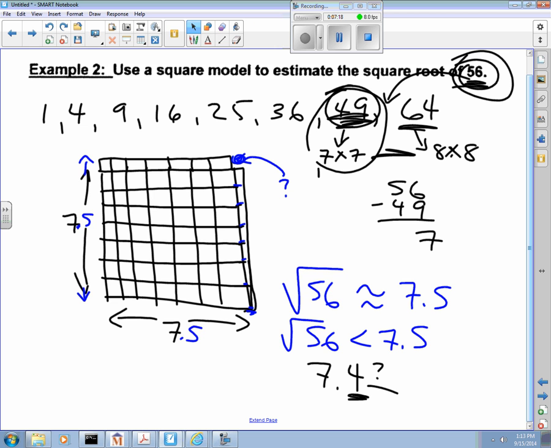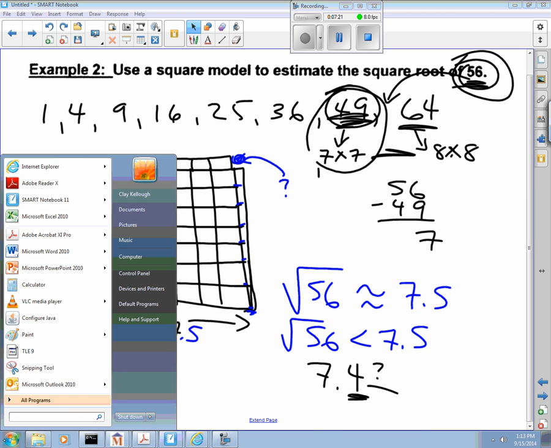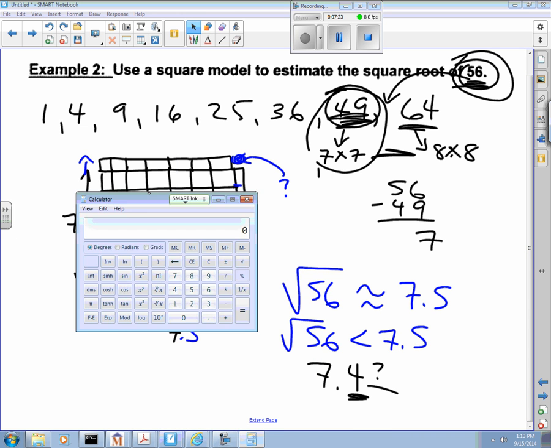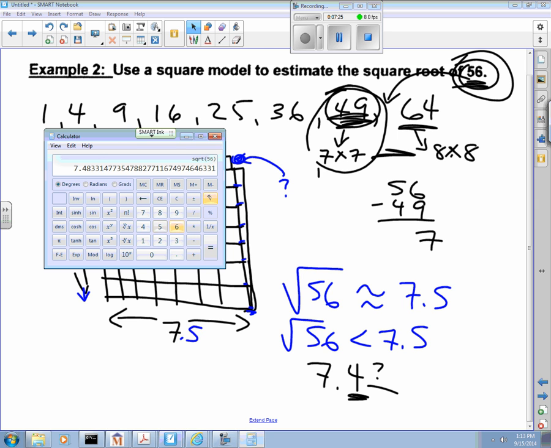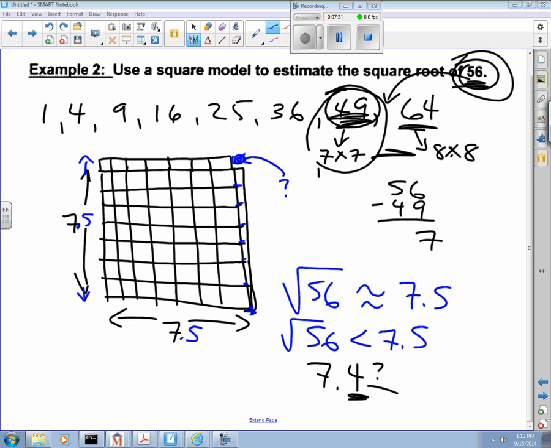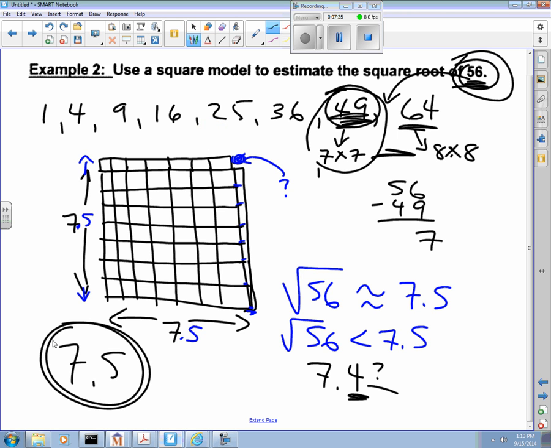Let's see if that's correct by using the calculator. So let's see. 56 square rooted. Yep, look at that. 7.48. Perfect. So 7.5 is a perfectly good estimate for the square root of 56. Again, I'll give you a sec to get this lovely diagram down on the page.